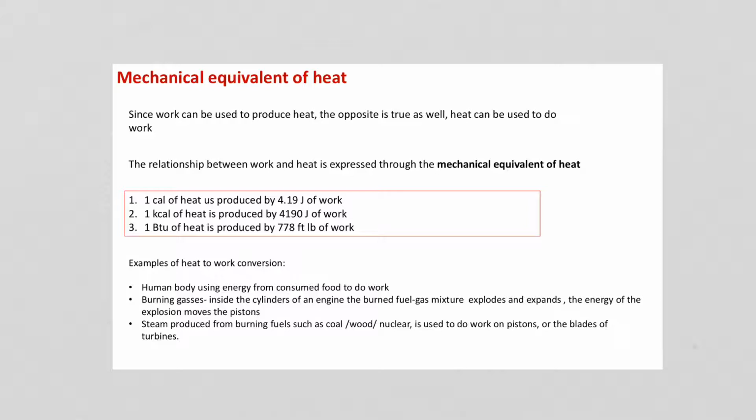Steam produced from burning fuels, such as coal, wood, or nuclear, is used to do work on pistons or the blades of a turbine. So what happens is the heat generated by burning of the fuel is used to transform water into steam, and then steam is directed at high pressures at the blades of a turbine. The turbine starts to spin or rotate, and then that generates electricity.